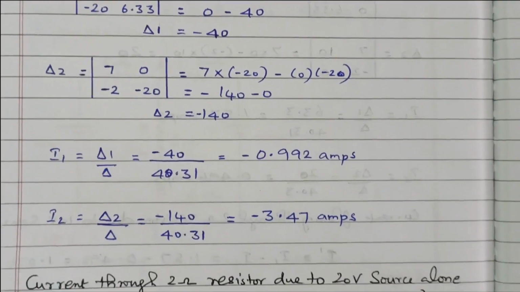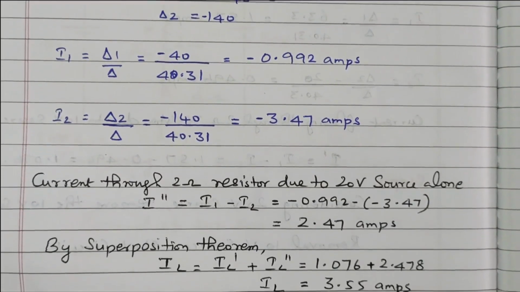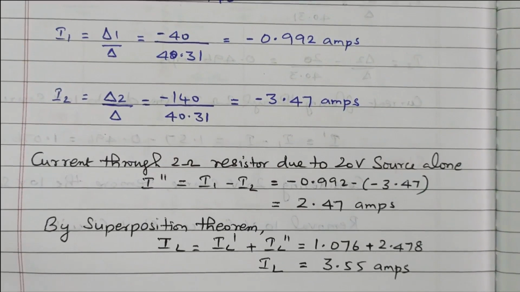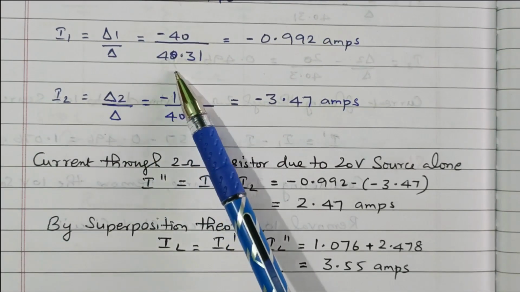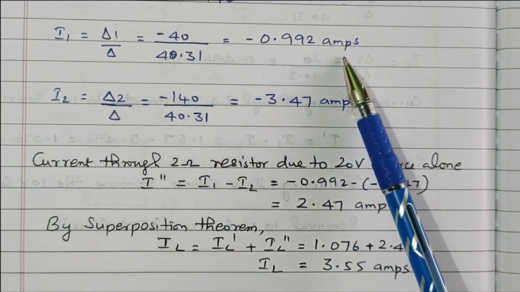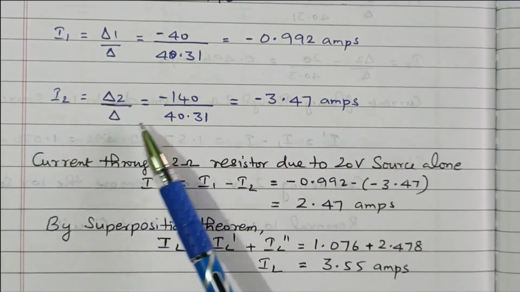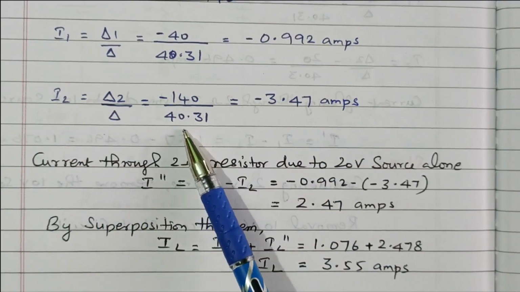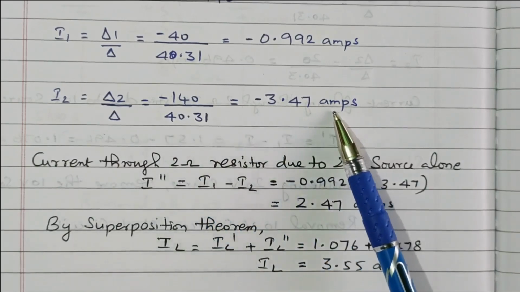So I1 is nothing but del 1 divided by del. Minus 40 divided by 40.31, minus 0.992 ampere. Right. Similarly I2 is del 2 divided by del. Minus 140 divided by 40.31. So minus 3.47 ampere. Right.